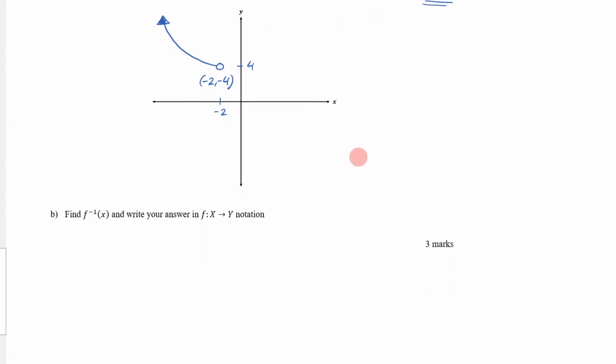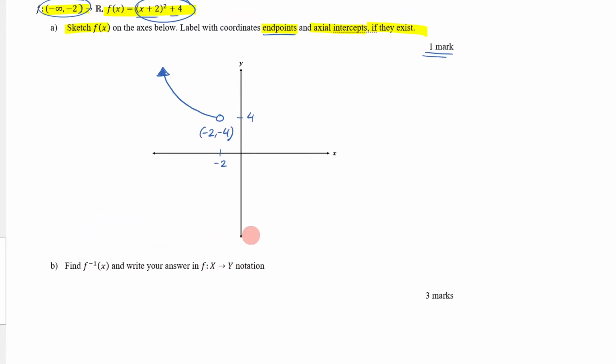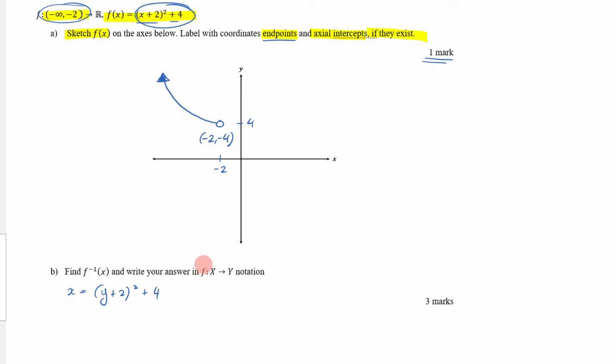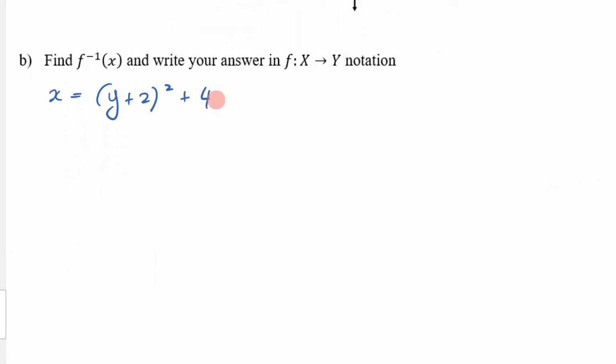The next thing that we need to do is find the inverse and write your answer in this notation here. So this notation is how we need to write our answer. Now, if we want to find the inverse of something, what do we do? Well, you swap the x's and y's around. So that means I'm going to end up with this. As you can see, I've just swapped the x and y around, and now I'm going to rearrange this to solve it for y.